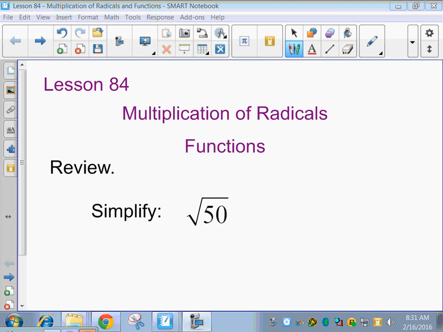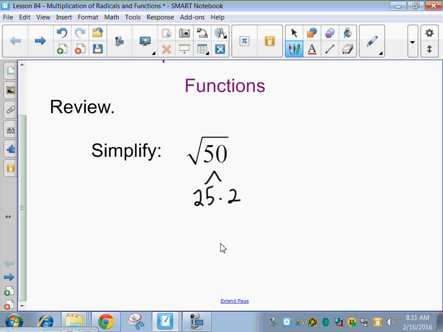Of radicals and functions. So, quick review of simplifying root 50. What is the best way to simplify root 50? 50 is what times what? 25. Okay, there are a lot of choices here, but the best one would be 25 times 2, because what's the square root of 25? 5. All right, so 5 root 2 is how we simplify that.